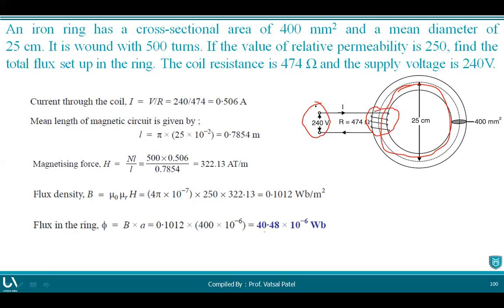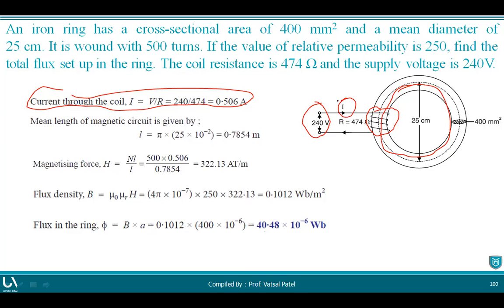The resistance of the coil is 474 ohm, so we can easily identify the amount of current flowing in this coil. Using Ohm's law, the current flowing through the coil is I equal to V divided by R. After putting in the values, 240 divided by 474, we get the value of 0.506 ampere. This is the amount of current flowing in the coil.